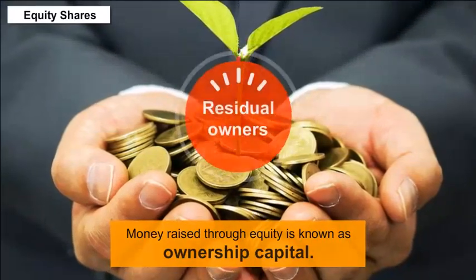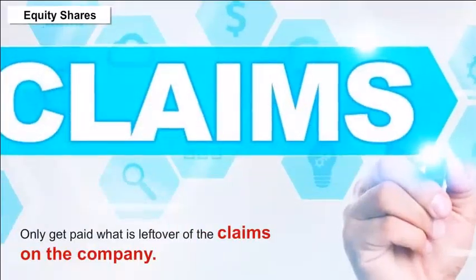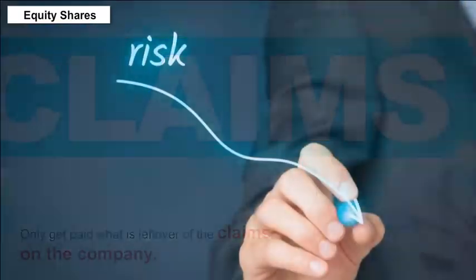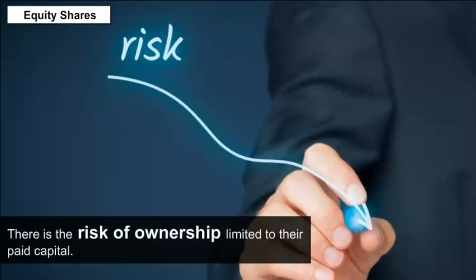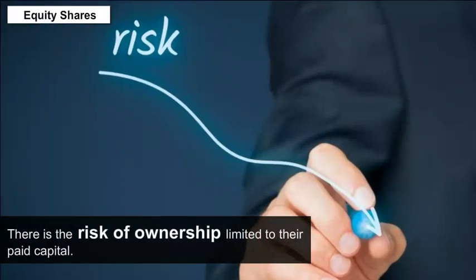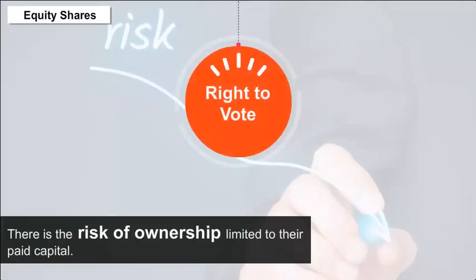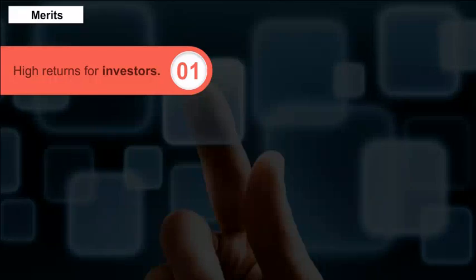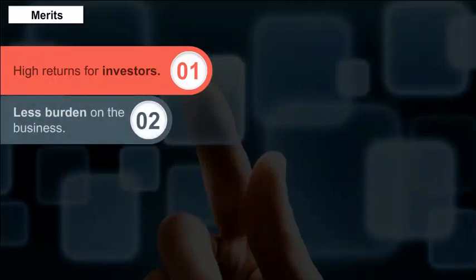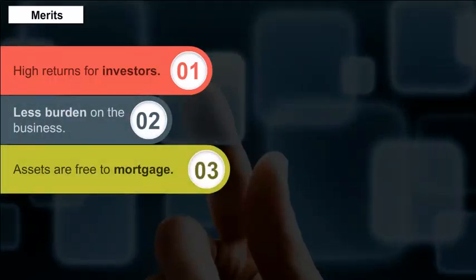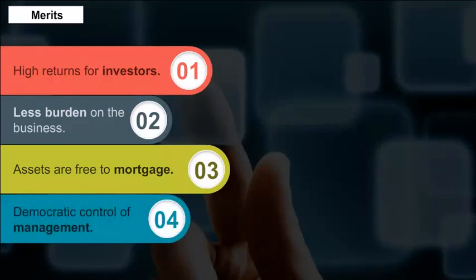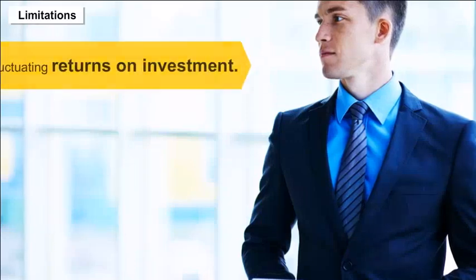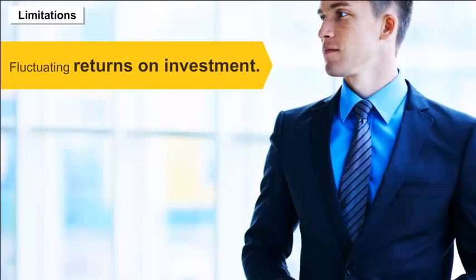They are residual owners. They only get paid what is left over after the claims on the company. The risk of ownership is limited to their paid capital. They have the right to vote. Merits: high returns for investors. Less burden on the business. Assets are free to mortgage. Democratic control of management.